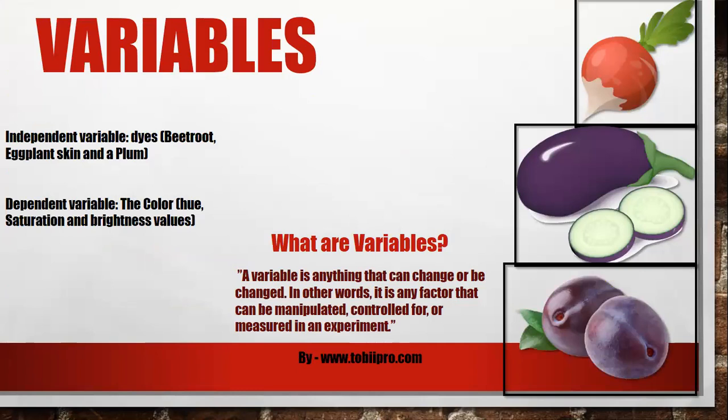So my independent variables were the beetroot, eggplant skin, and plum skin. And the dependent variables were the hue, saturation, and brightness values. So the independent variables are the things that cannot change, and the dependent variables are the things that can change.